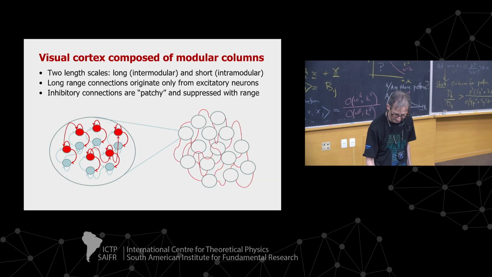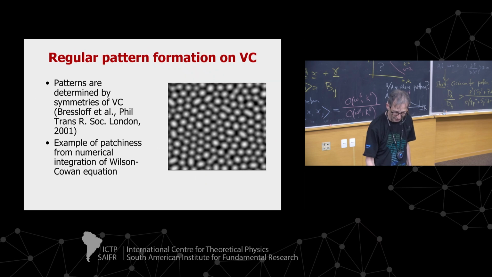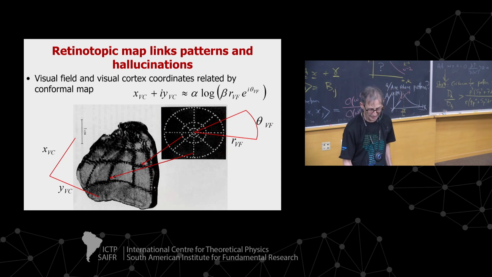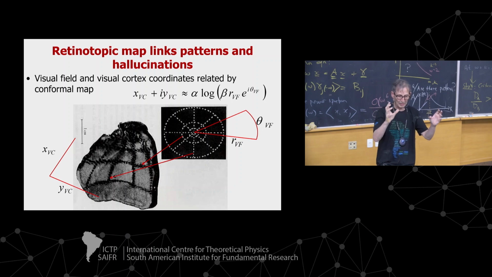Okay, I'm going to skip all of this. I want to show you we do the calculation. Everything that we do is like what I just showed you on the blackboard. We're using a model which is called the Wilson-Cowan model. This is the retinal optical map. This is the thing that takes the visual field and the visual cortex coordinates and transforms them. It's a conformal mapping like this. So this is the visual cortex, this is the visual field, and you put them through this logarithmic spiral.